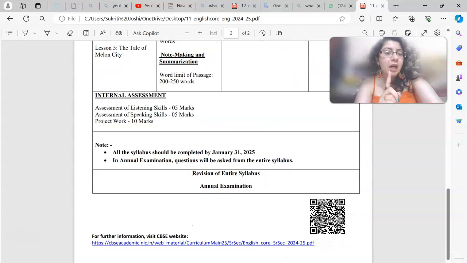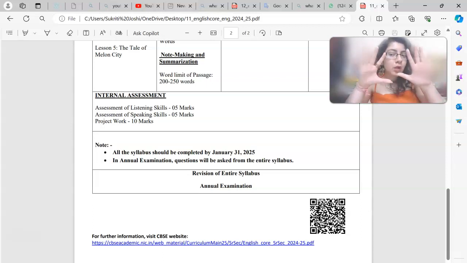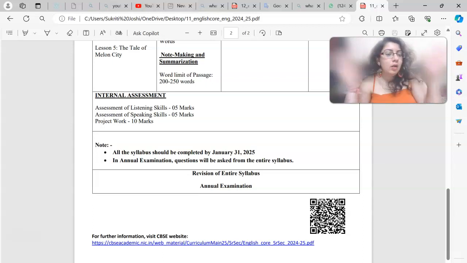And then again you would have internal assessment of listening skills for 5 marks, assessment of speaking skills for 5 marks, project work for 10 marks. Clear? I hope it is clear. And all the syllabus should be completed by January 31st, 2025. Clear? All of this syllabus has to be completed by January 31st, 2025. Clear?